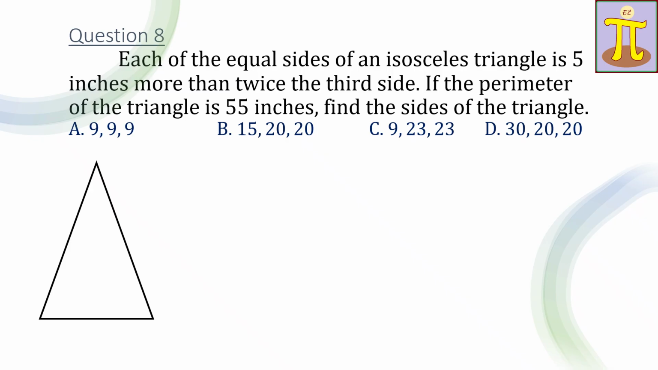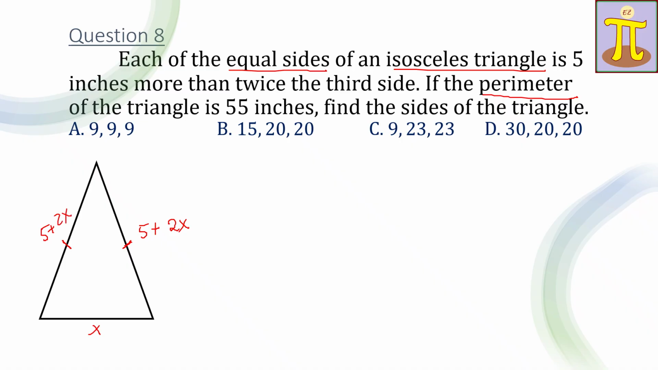So as we know, if we want to find the perimeter, we have this side equal to this side, because an isosceles triangle has two equal sides. So each of them is 5 inches more than twice the third side. More than twice, so we add. Twice is 2 times x. So this is 5 add 2 times x.